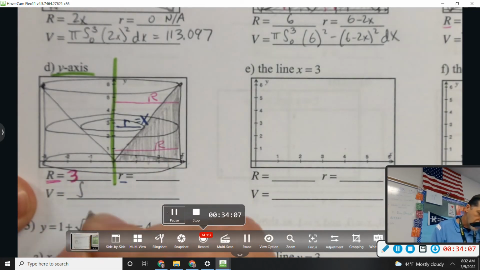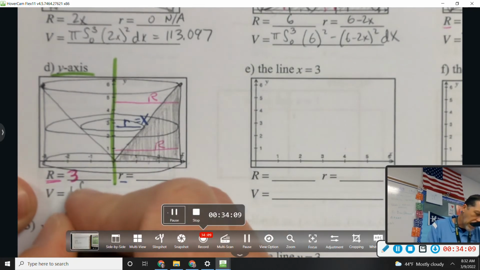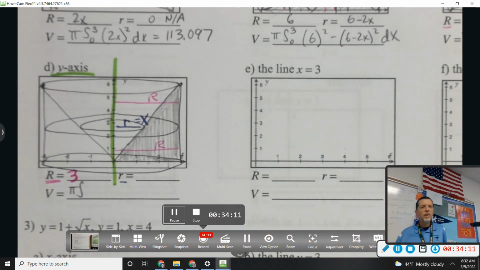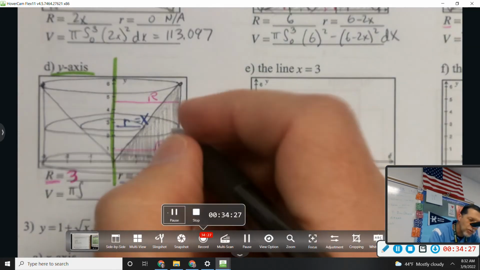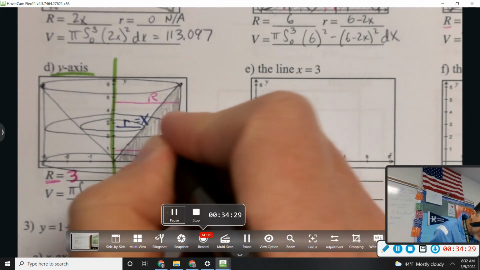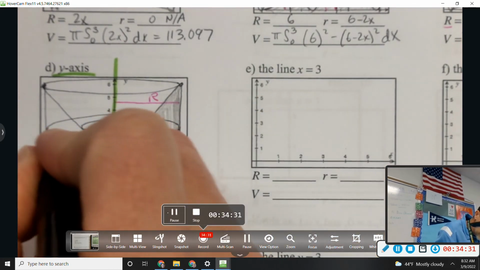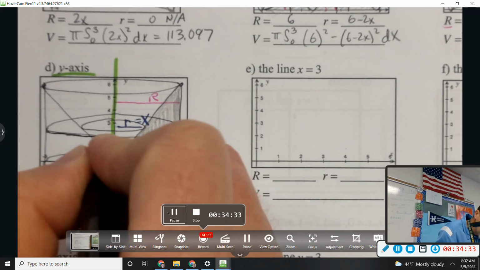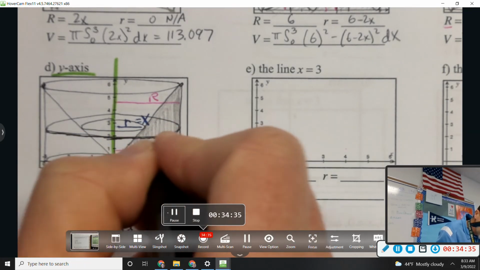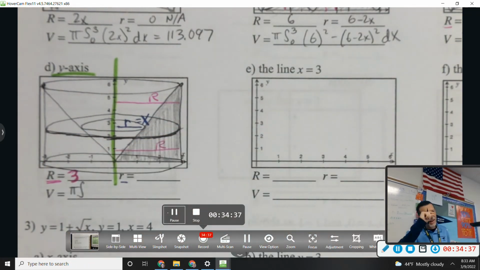So pi, the easy part, big R squared minus little r squared. But what are the limits? Like what are we, from what to what? How thick are my slices? Let me ask it that way then. How thick are the washers here? They're infinitely thin, that's true. But are they dx or are they dy?